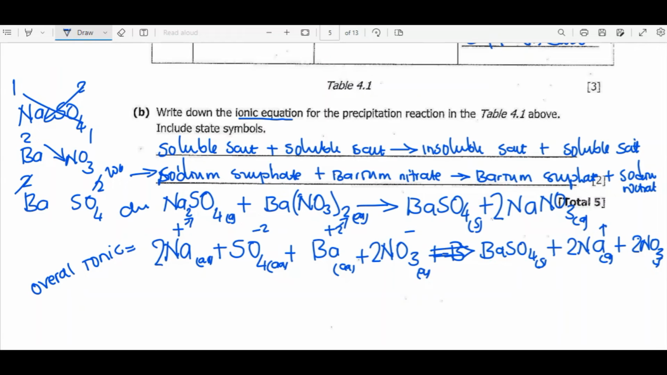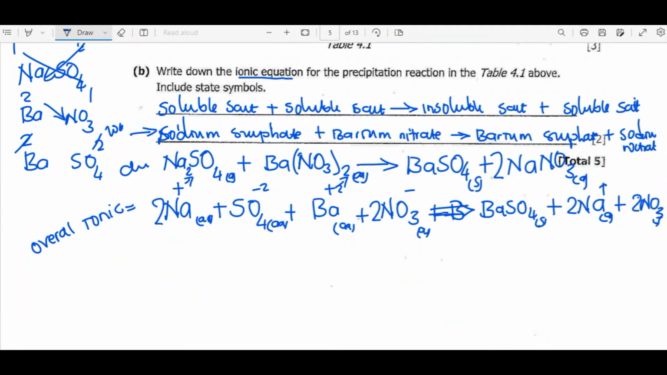Then after we have our overall ionic equation, now let's write our net ionic equation. For the net ionic equation, we need to get rid of the spectator ions. So how do we determine that these are spectator ions? Those ions that are in aqueous phase on both sides of our equation, like sodium is in aqueous, also here is in aqueous. Sulfate is in aqueous on the reactant side, but in solid on the product side, so it's not a spectator ion. Barium, no. Then this one we cancel.